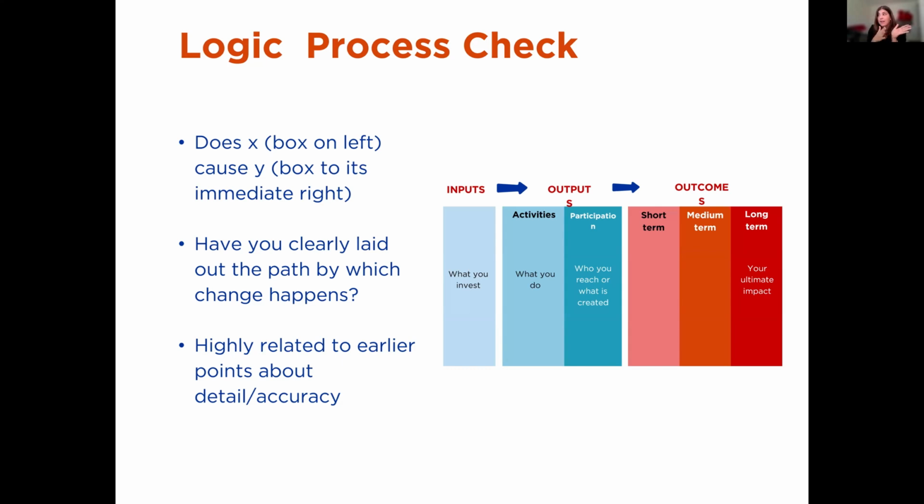So does the box on the left actually relate to, cause, or affect the things immediately to the right of it, right? Have you clearly laid out the path by which your change will happen as part of your program and who that change happens with, right? Sometimes we're directly intervening with our population that we want to create change in. Other times we're intervening with populations that affect them, or we're trying to engage in systems work or PSE level, policy, systems, and environment level changes, right? So write those things down. That is an appropriate level of detail to have on your logic model. Obviously, this idea of having logic and having accuracy, detail, and context within your logic model are all highly related. Like I said, they're not mutually exclusive ideas.